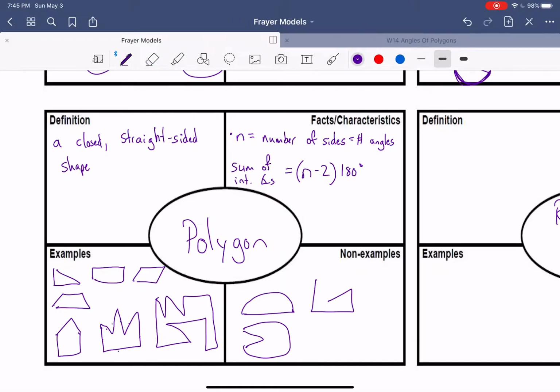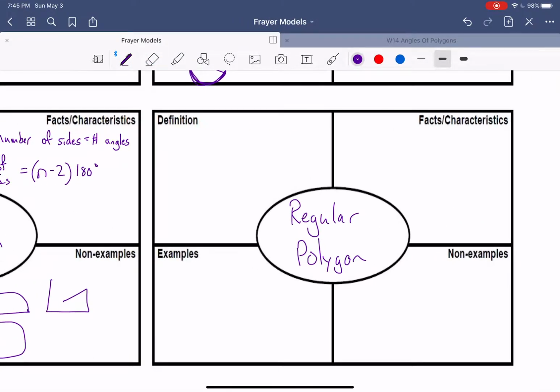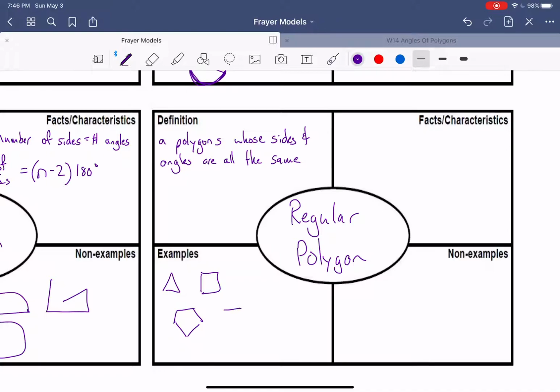So let's add that to our Frayer model. We have regular polygon: a polygon whose sides and angles are all the same, right? And our examples are just those normal shapes that we're all used to, that we see when we talk about what the name of the shape is, nothing messy or anything like that.